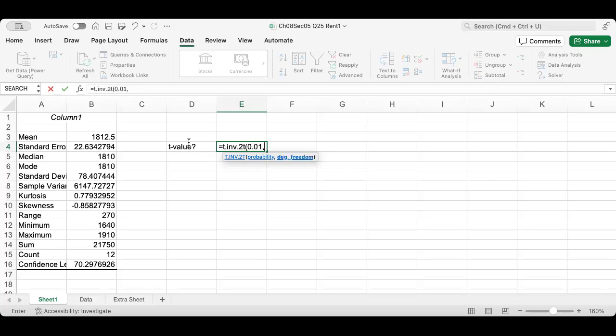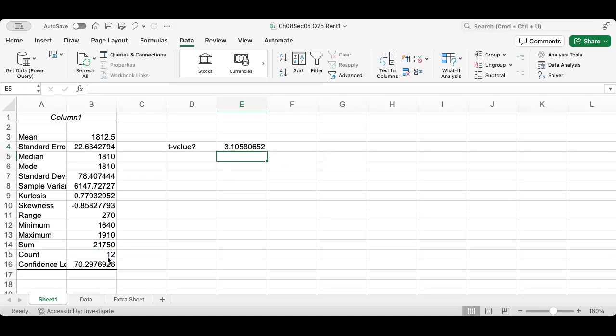And then degrees of freedom. We can compute degrees of freedom, but we can also have it do the computation directly. I can say, oh, there's a count right here, right? And degrees of freedom is the number of things minus 1. So I just say count minus 1. I just referenced the cell where the count was rather than type the number in.